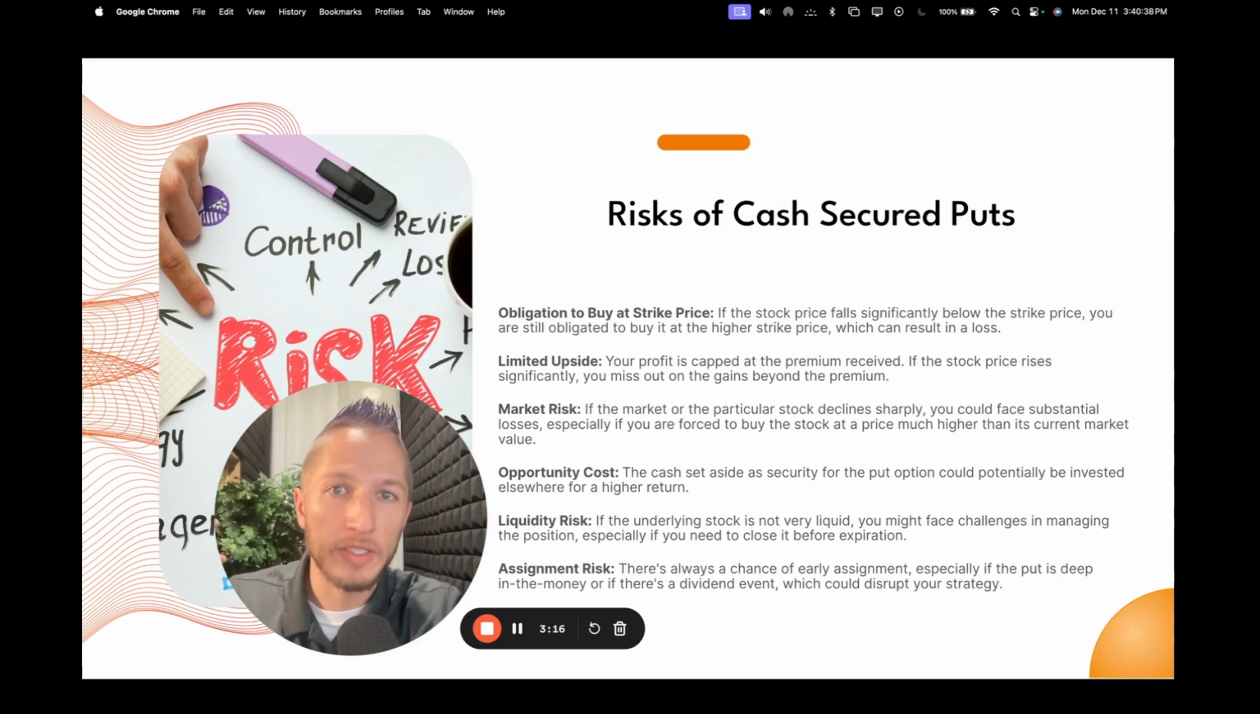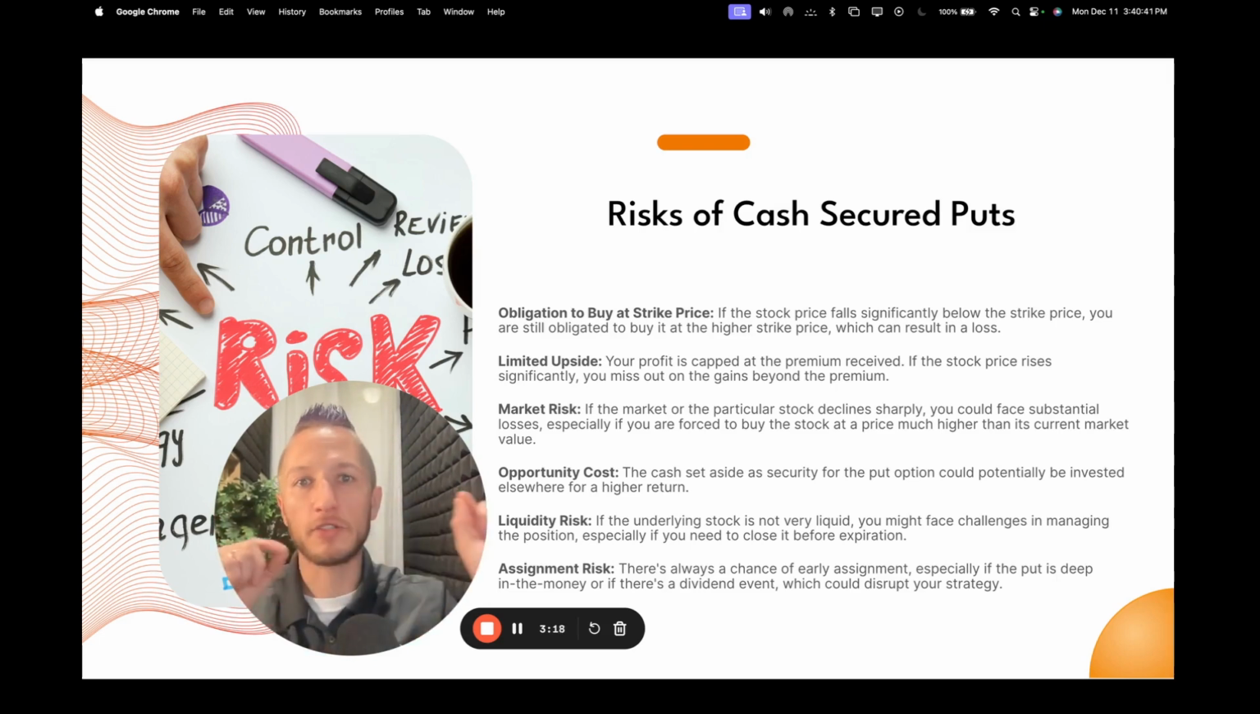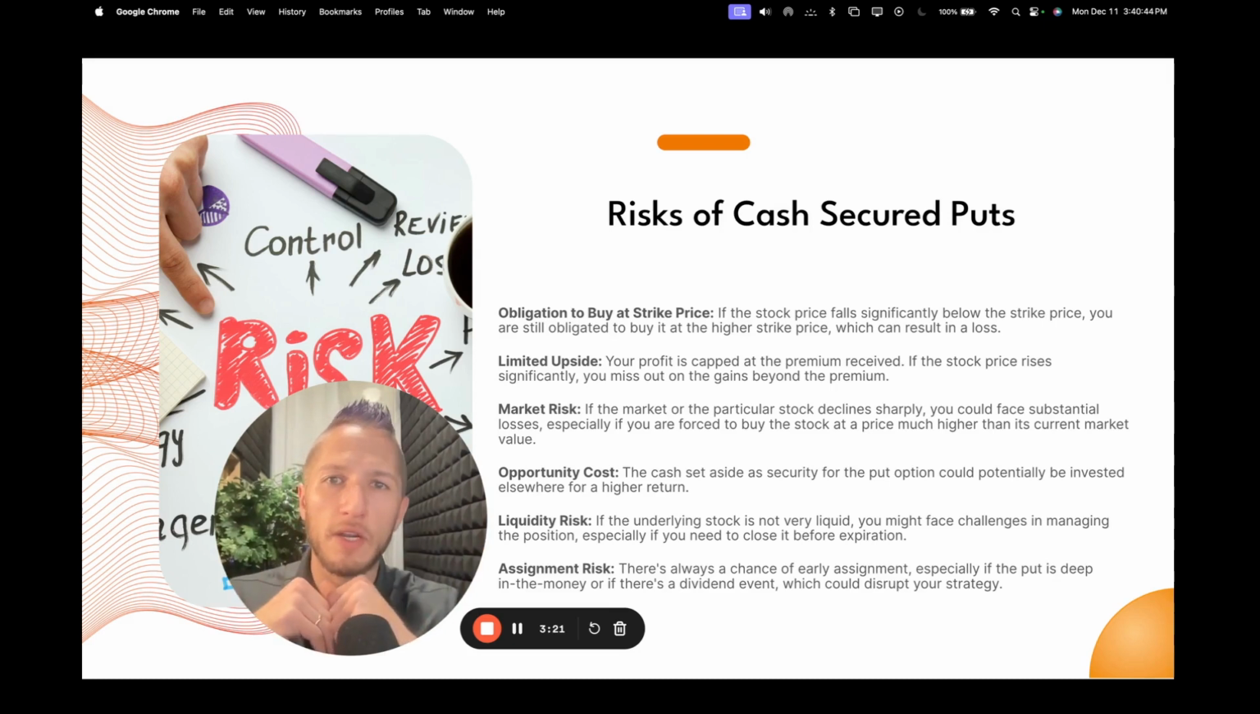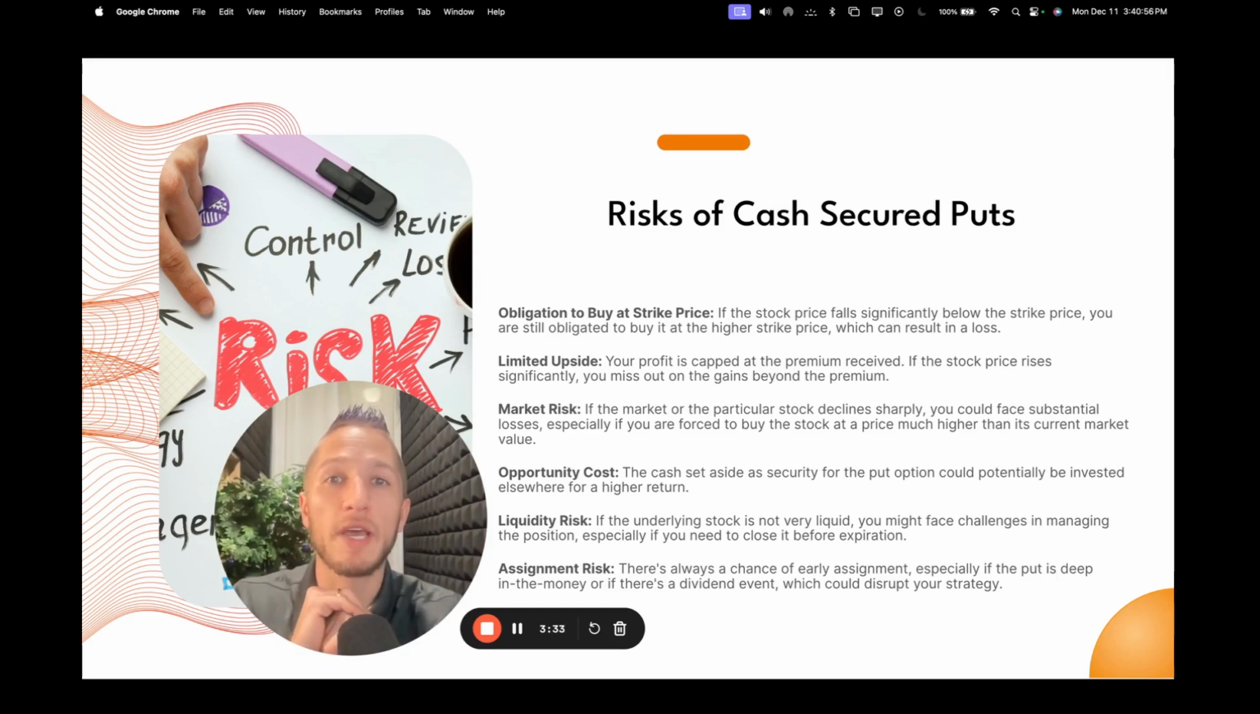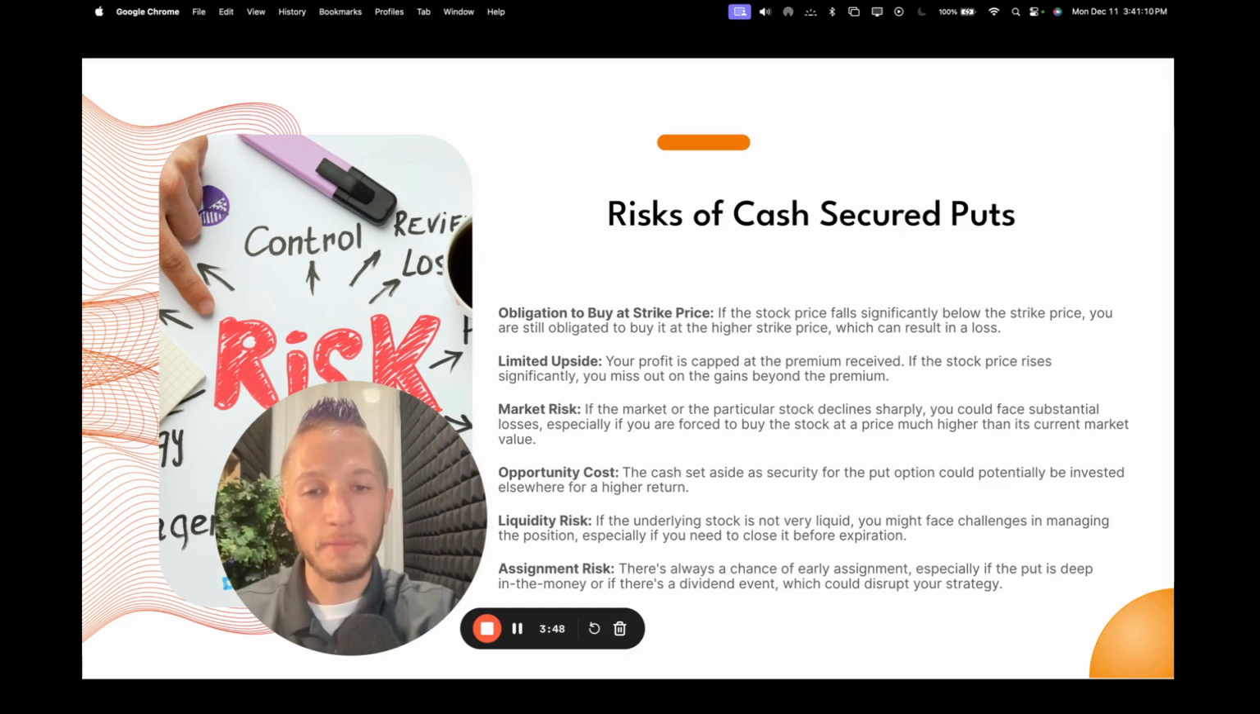There is also liquidity risk. So options contracts do not always make it to expiration when individuals purchase them. This is another deep dive conversation for a later date, but in short, what you can do is you can sell that option contract prior to maturity to the next door neighbor or somebody else that is willing to pay for that contract, which means you might be able to sell it early is what I'm trying to say here. And then lastly, assignment risk. There's always a chance of early assignment, especially if it's deep in the money or if there is a dividend event, which could possibly disrupt your strategy.